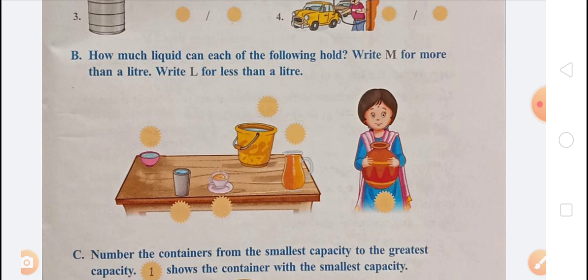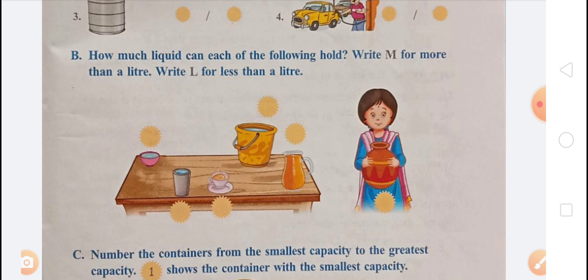And a cup can also hold liquid in less than a liter, so we have to write L for cup. And a bucket can hold more than a liter of water, so we have to write M here. And a mug can also hold more than a liter, so we have to write M. And the pitcher, that is gada, so we have to write M here.